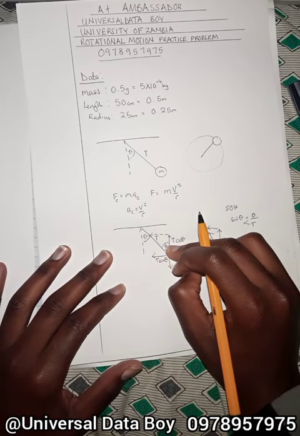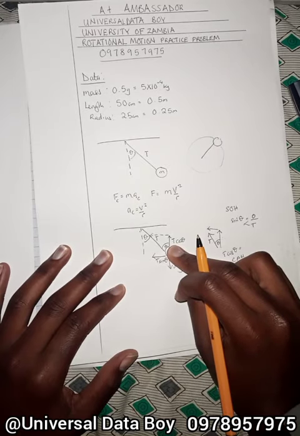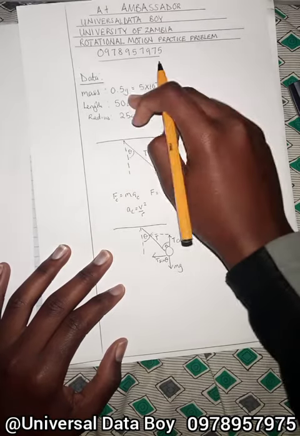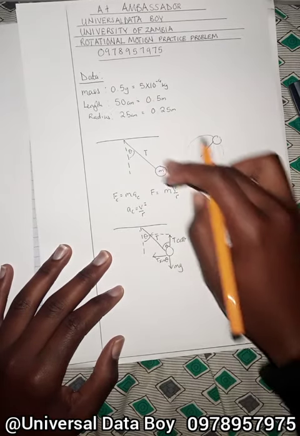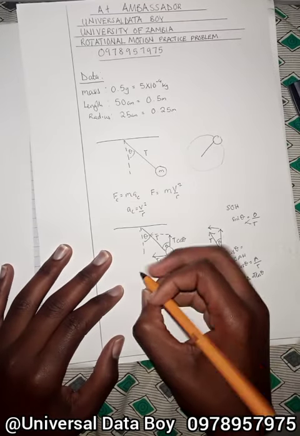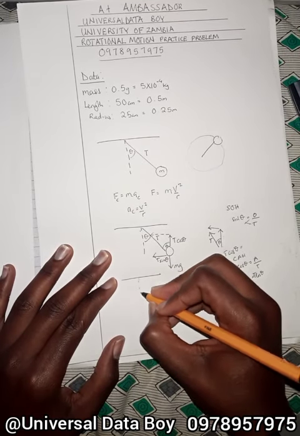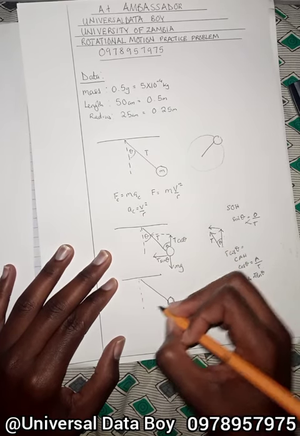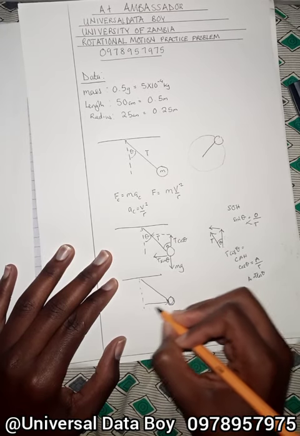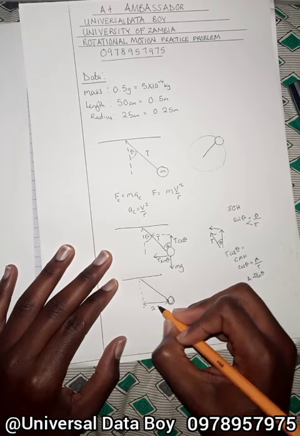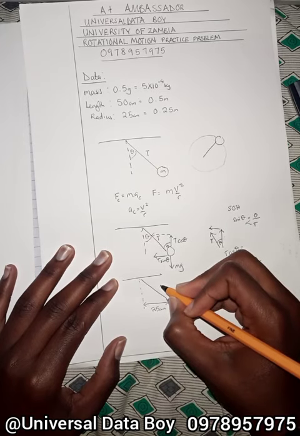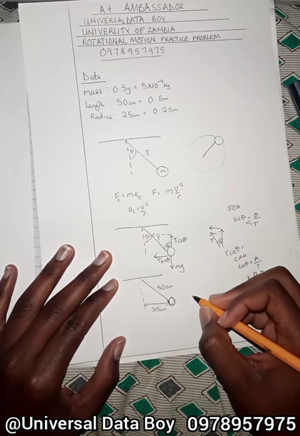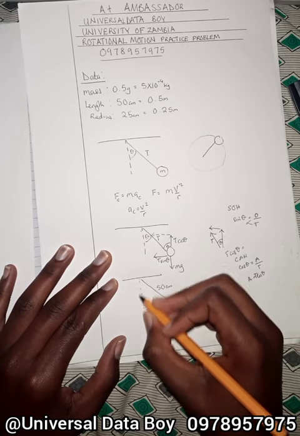So now in our equation, when you look at our data, you've not been given theta, so even if we sum up the forces, this will be an issue for us. But then we've been given the length and the radius. So when you look at this one there, it's like this. We have our mass there. So now we have been told that this radius is 25 centimeters, and then this one is 50 centimeters. So now we can easily find this one.